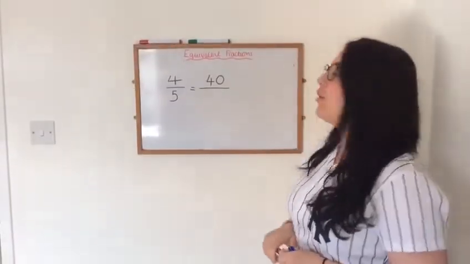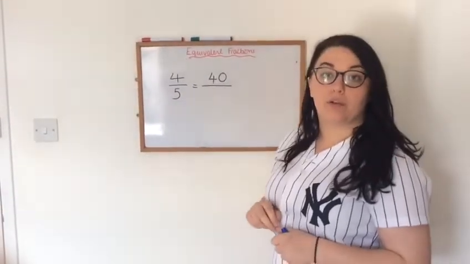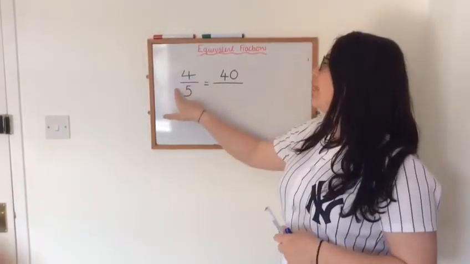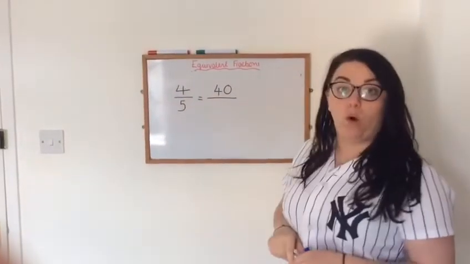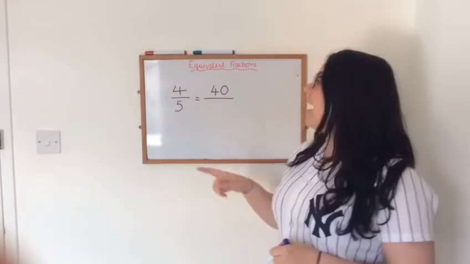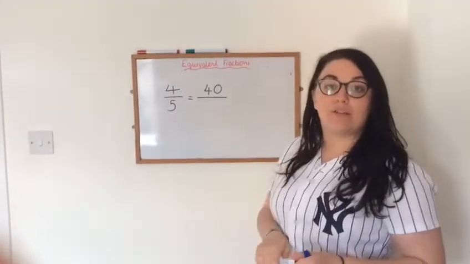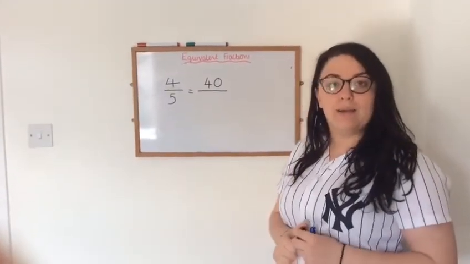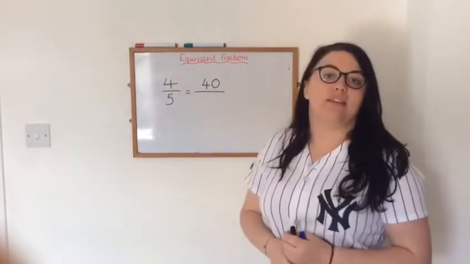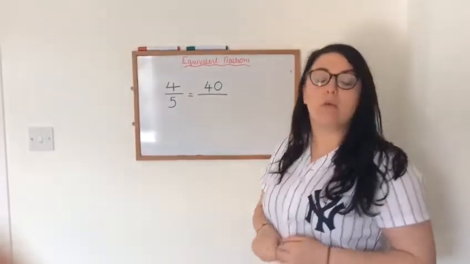Okay, Year 5, so the question I want you to work through by yourselves is 4/5 is equal to 40 what? So remember the rules, draw the arrows first, think about if you're having to times or divide and what by, and then you should find this quite easy. So give it a go and we'll go through it in just a moment.